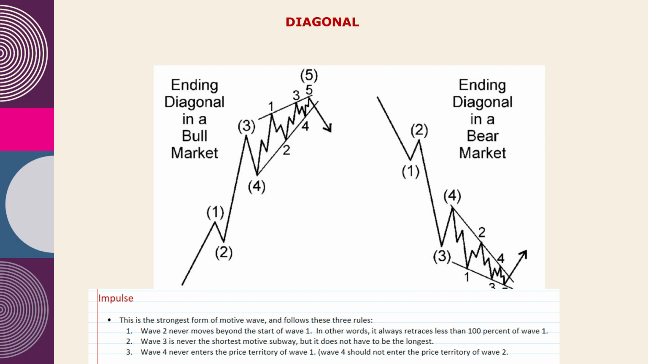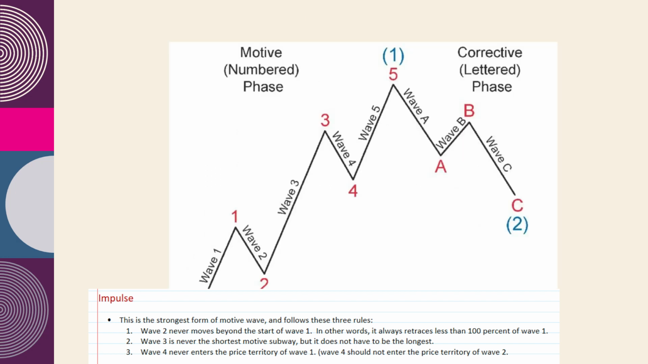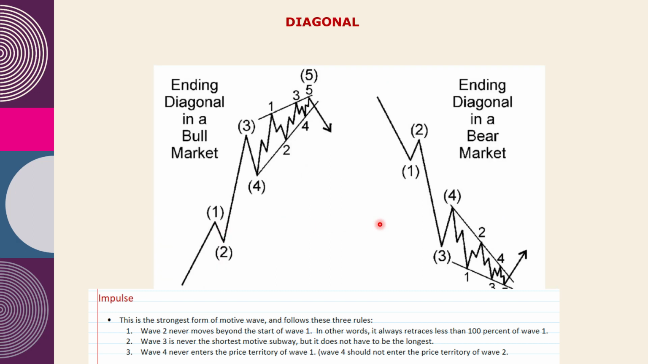Please recollect, three rules for the impulse wave. In that, the third rule is about wave 4 never entering the price territory of wave 1. Wave 4 never entering the price territory of wave 1. In a diagonal, wave 4 almost always enters the price territory of wave 1.